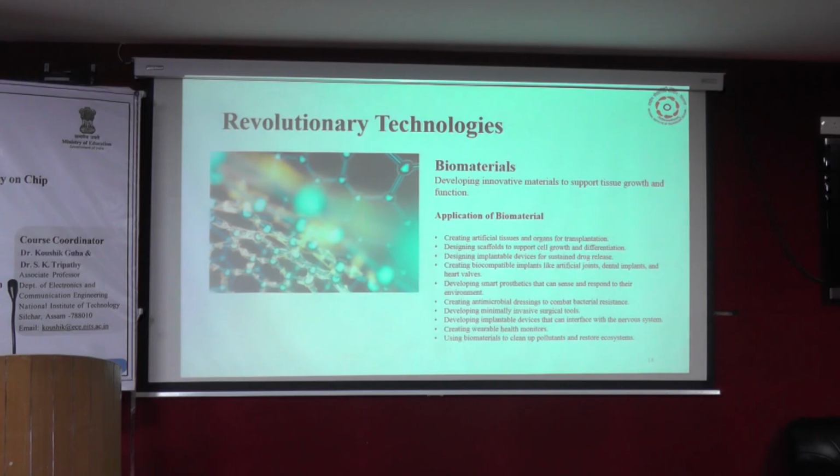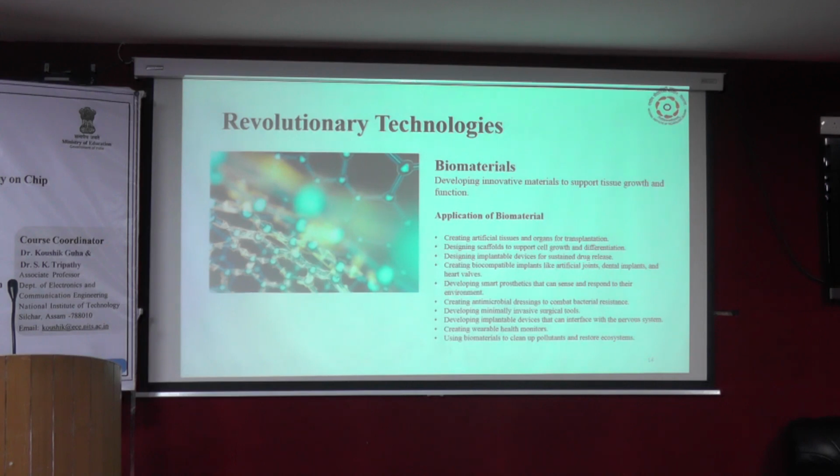Like designing scaffolds to support cell growth and differentiation. Then implantable devices for sustained drug release. So you can see a lot of applications of biomaterials, even in surgical tools, such as developing minimally invasive surgical tools. A lot of surgical tools are used by doctors for their surgery, and during surgery those tools are also made of some materials. So that material should be biocompatible. You cannot choose any material that will be inserted into the body.